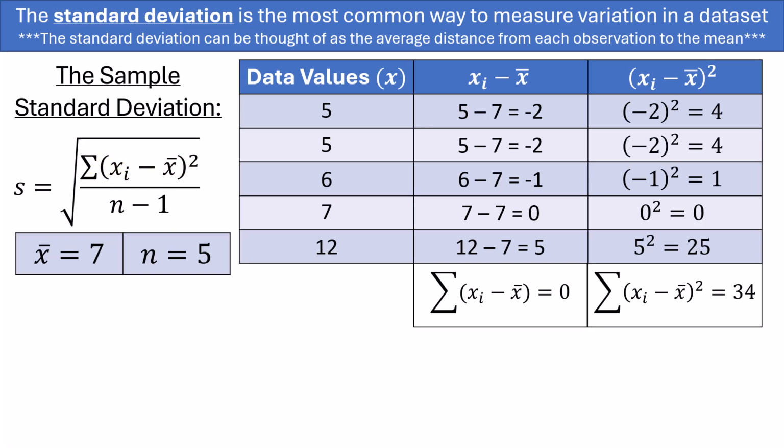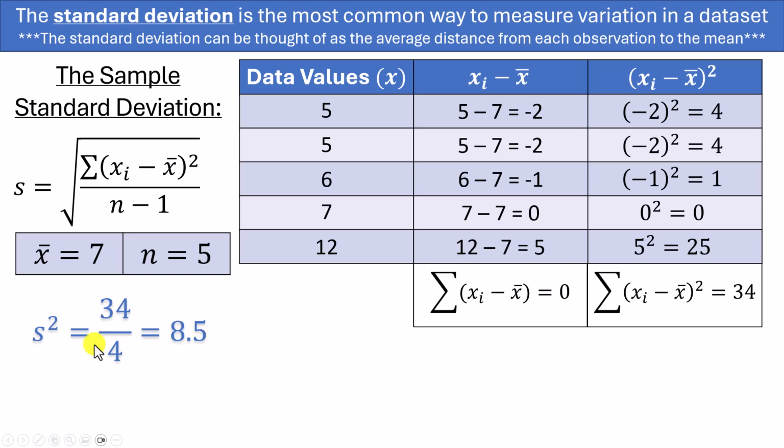All right, now that we got the hard part out of the way, all we have to do is complete the formula. The next thing we need to do is divide by n minus 1. Since n is 5, the number of data values that we have, n minus 1 will be 4. So we can take 34 and divide by 4 to get 8.5. Note that there's a special symbol used to represent this value before we take the square root. This is s squared, which is called the variance.